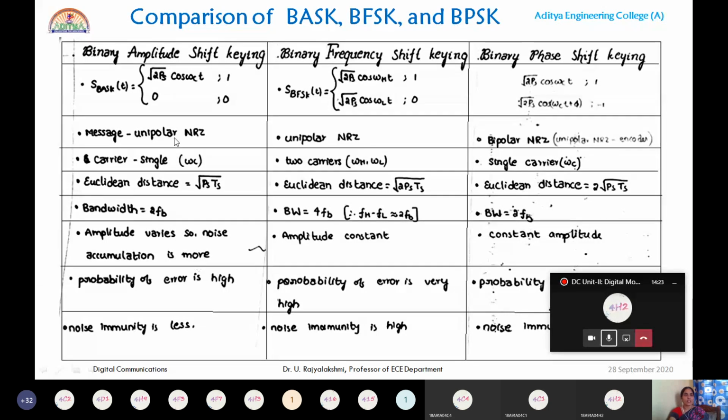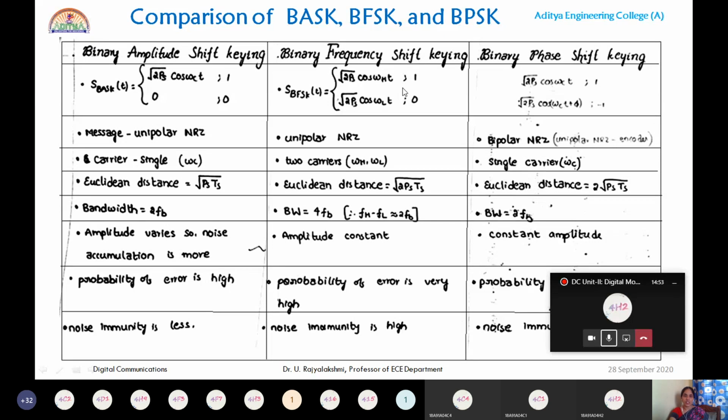Okay. Similarly in ASK, which parameter will vary? Amplitude parameter will vary. The amplitude of the carrier will vary. So that's why noise accumulation is more in this case. In FSK and as well as PSK, the amplitude of the sinusoidal carrier is constant. Okay, and in BASK, the probability of error is high, because I told you the Euclidean distance is very less. Our probability of error will be high.